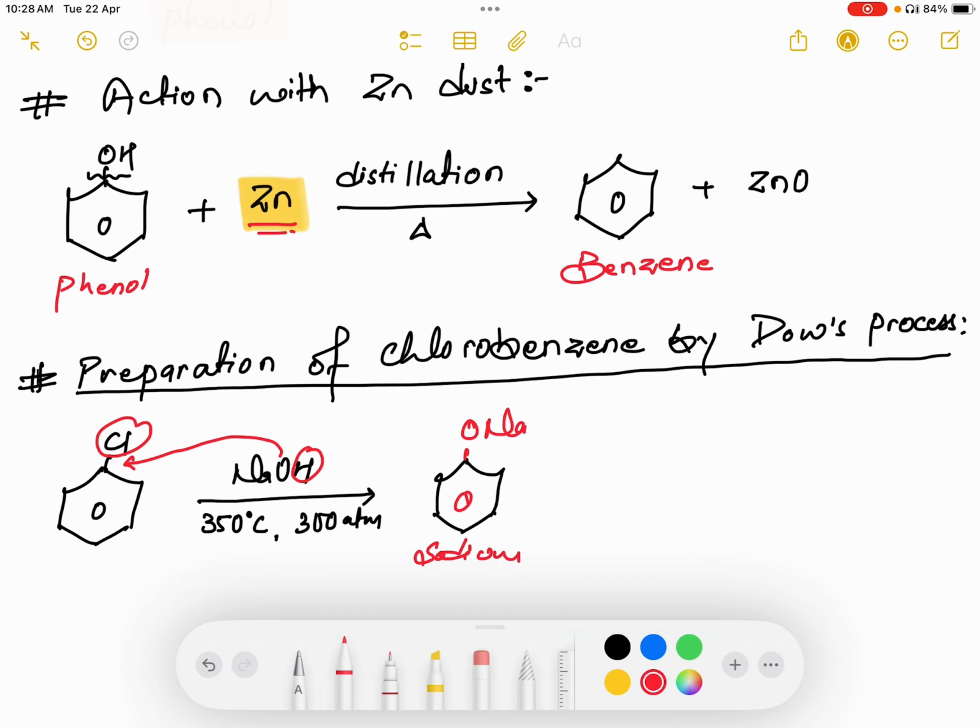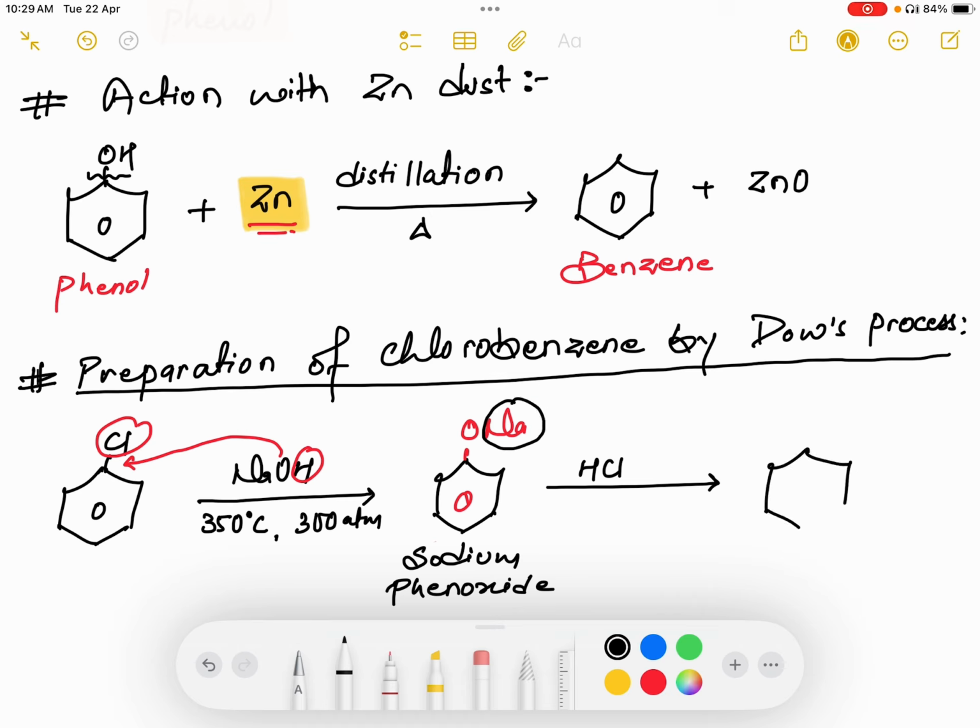Sodium phenoxide is further treated with HCl. Okay, so this Na will be removed and there will be the attachment of the H in order to make it phenol. Sorry, I made a mistake here. Preparation of phenol by Dows process.